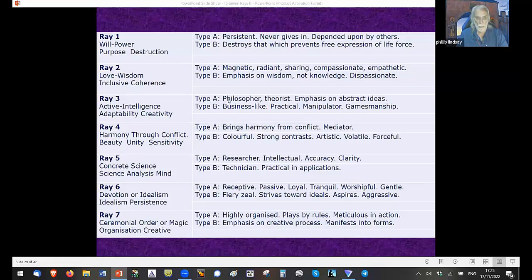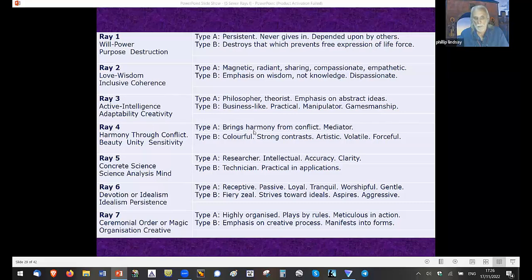Ray 3, type A, the philosopher, the theorist, the emphasis on abstract ideas. Michael Robbins, our dearly departed brother, was a great philosopher in terms of abstract ideas and wrote some deeply philosophical treatises that are very thought-provoking. Type B, businesslike, practical, manipulator, gamesmanship. We have a lot of third-ray types like that, of course, on the planet, in greater numbers than type A. After all, the third ray is the ray of humanity as a whole.